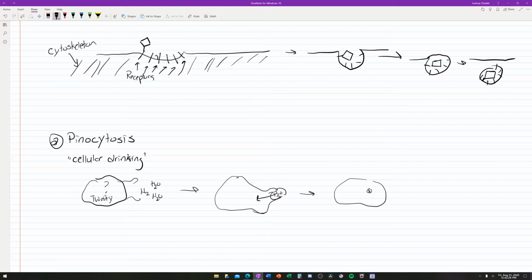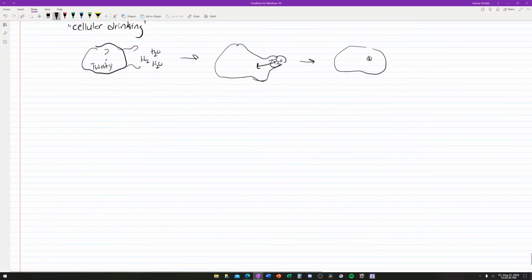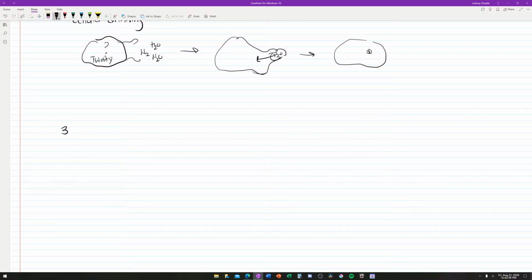That's it, cellular drinking. Again, how does it use energy? It uses energy to bend the cytoskeleton in order to do this. And then finally we have probably the most important, phagocytosis. This is cellular eating.